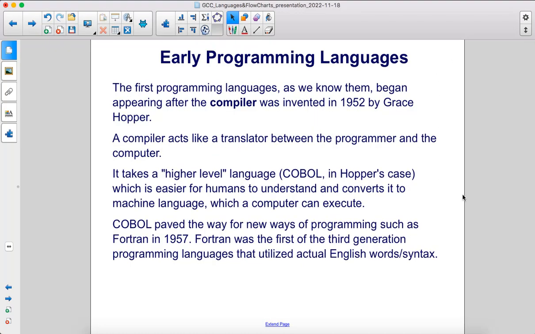The first programming languages, as we know them, began appearing after the compiler was invented in 1952 by Grace Hopper. A compiler acts like a translator between the programmer and the computer. It takes a higher level language, COBOL in Hopper's case, which is easier for humans to understand, and converts it to machine language, which a computer can execute. COBOL paved the way for new ways of programming, such as Fortran in 1957. Fortran was the first of the third-generation programming languages that utilized actual English words and syntax.